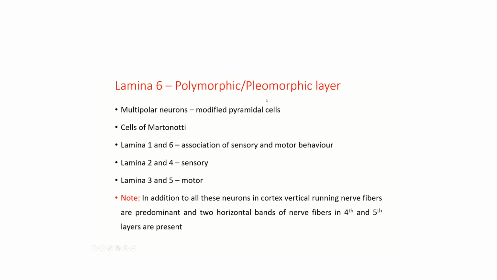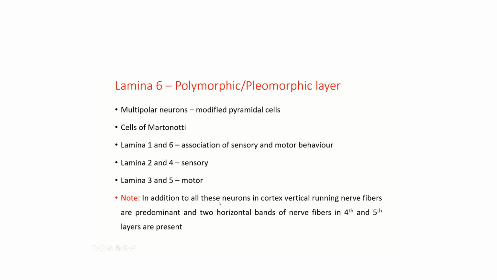Lamina 6, polymorphic or pleomorphic layer: multipolar neurons, which are considered as modified pyramidal cells. Then cells of Martinotti are more in number. Lamina 1 to 6 is concerned with association of sensory and motor behavior. Lamina 2 and 4 are sensory. Lamina 3 and 5 are motor.